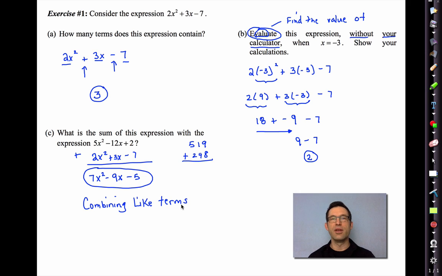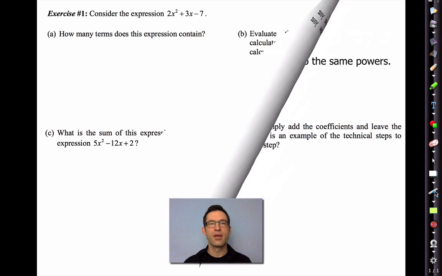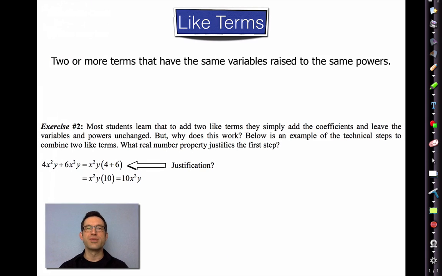Pause the video now if you need to and write down any of this text. All right, clearing it out. Like terms: two or more terms that have the same variables raised to the same powers. All right, and we want to be able to combine like terms, and we want to be able to do them quickly. Take a look at exercise 2.